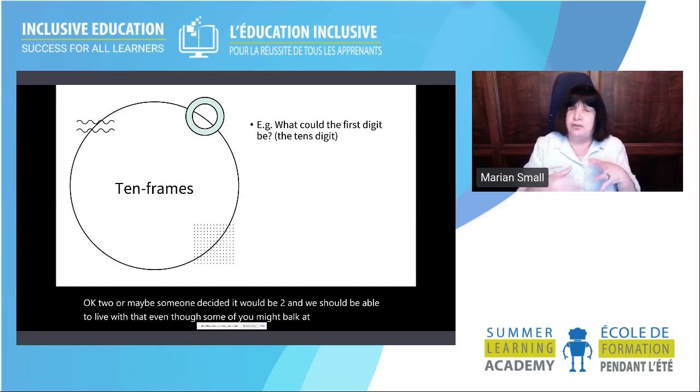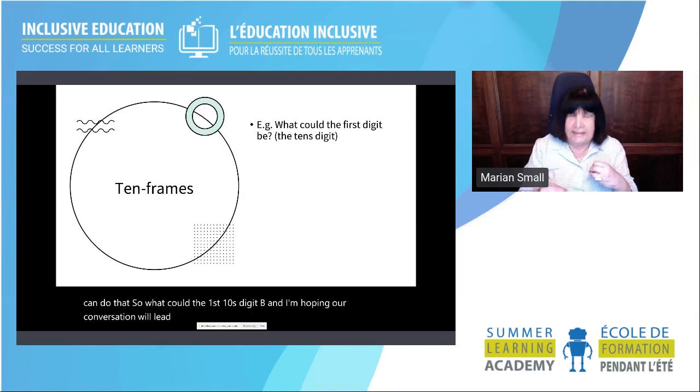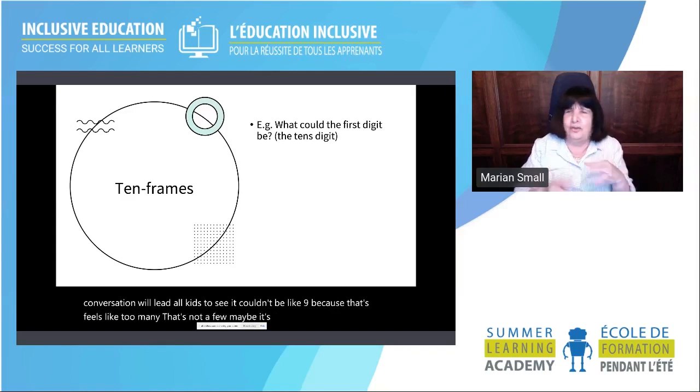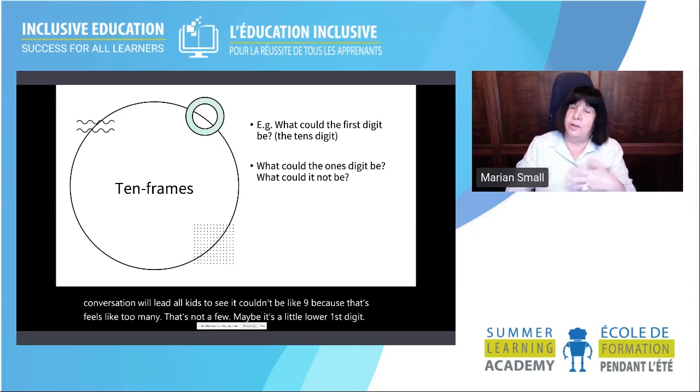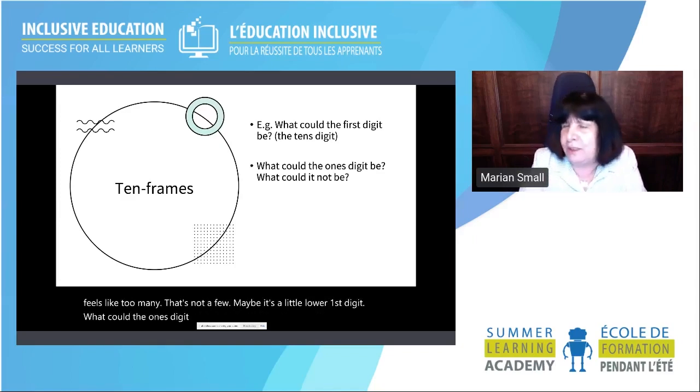So kids can do that. So what could the first digit be? And I'm hoping our conversation will lead all kids to see it couldn't be like 9, because that feels like too many. That's not a few. Maybe it's a littler first digit. What could the ones digit be, and what could it not be?